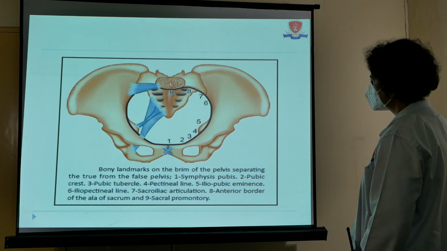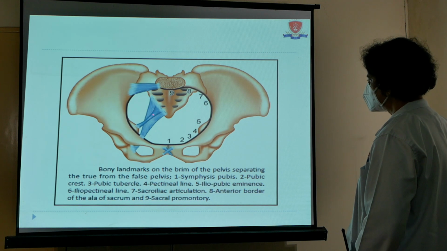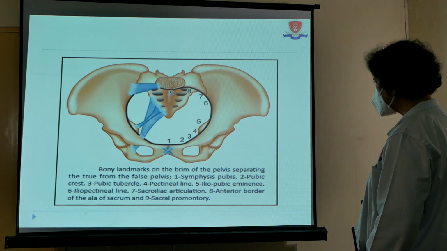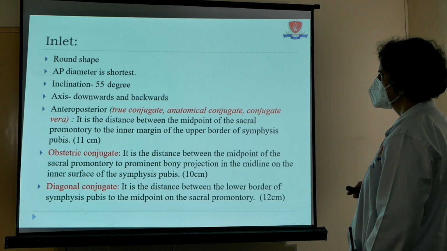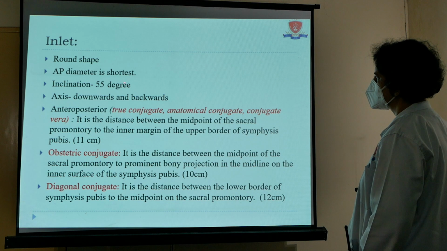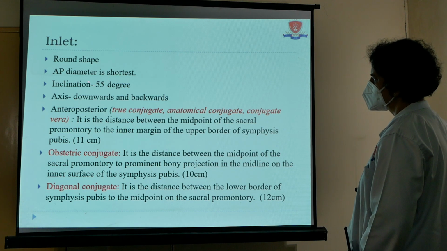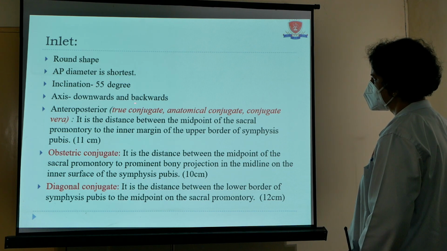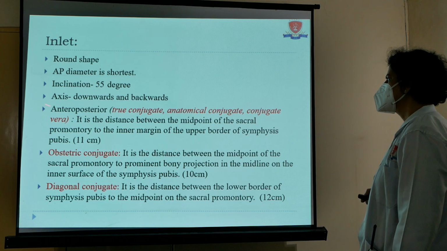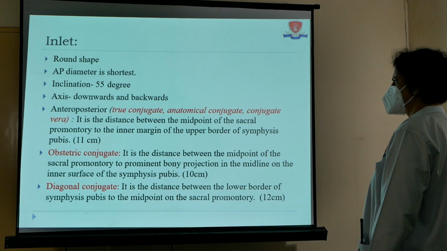So like this on this side and this side, it forms a round shape of the inlet. This inlet is round in shape, and it is inclined at an angle of 55 degrees, because this pelvis is not straight. It is inclined at 55 degrees with the horizon, and the axis is always perpendicular to the plane. Because it is tilted anteriorly by 55 degrees, the axis will be downward and backward.